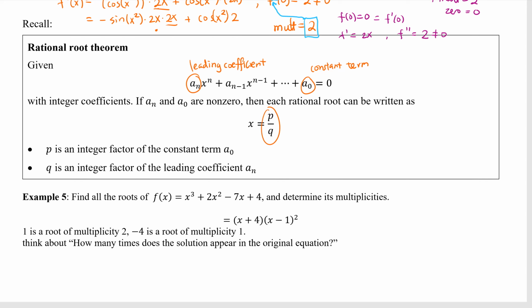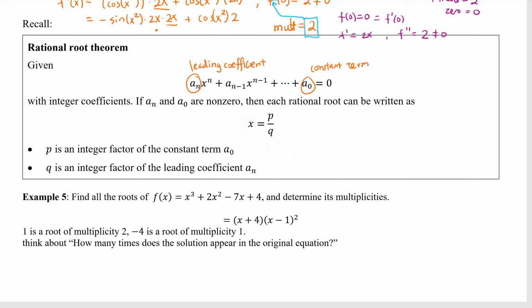It means if we have a root that is rational, then it must be in the list of these possibilities. But it doesn't mean that all the numbers in this list are going to be roots. And sometimes we have a repeated root, and it won't show up by this theorem. So this theorem just provides a list of numbers that are the possible roots.